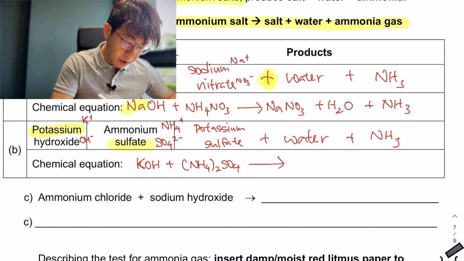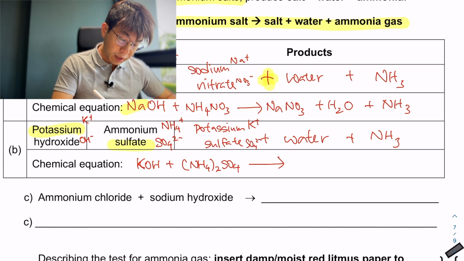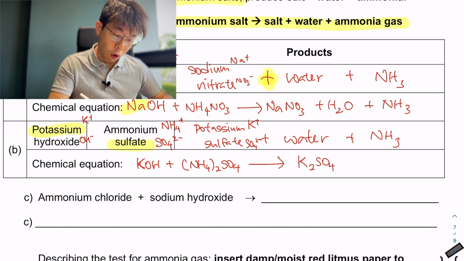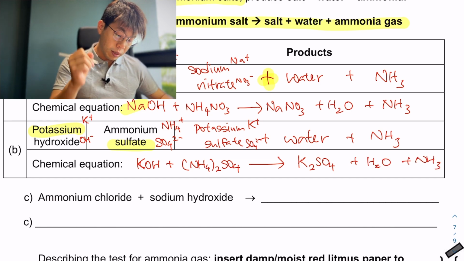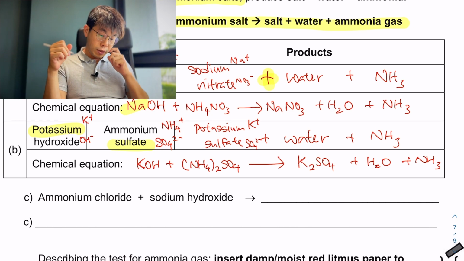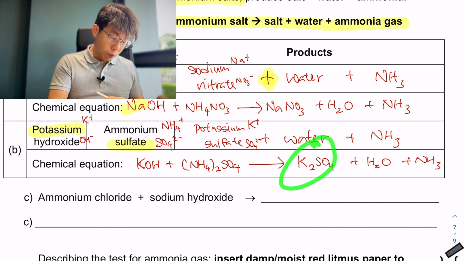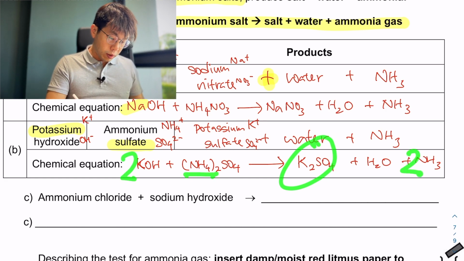Potassium is from group 1, so K+. Sulfate is SO4 2-. Because the charges are not balanced, I need 2K to balance off the charges. K2SO4 plus water H2O plus ammonia gas. Now, I need to balance this equation. I have 2 Ks on the right side, so I probably need to put a 2 here. And I have 2 N's here, but I only have 1 N on the right side, so I probably need to put a 2 here.